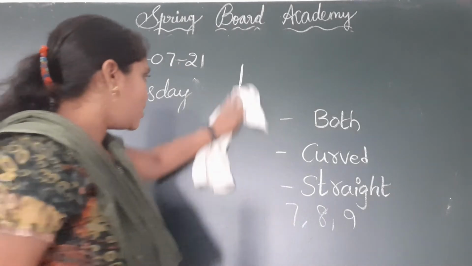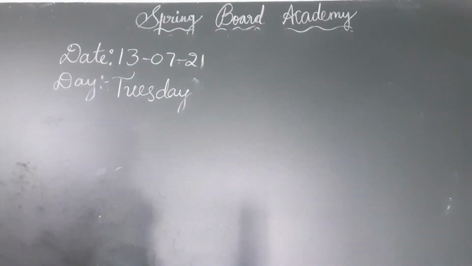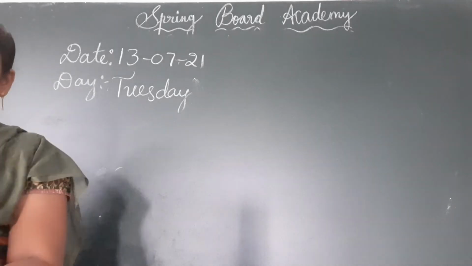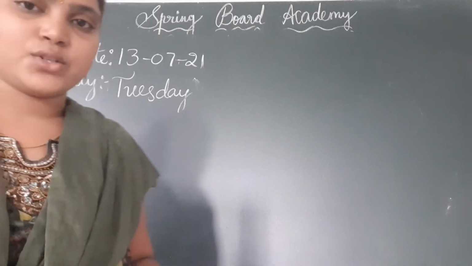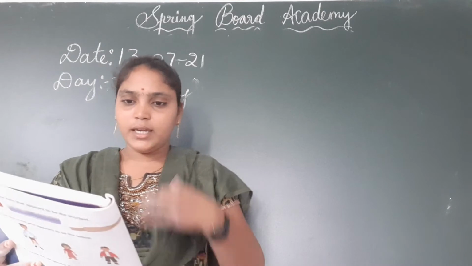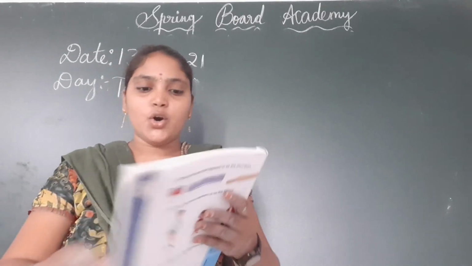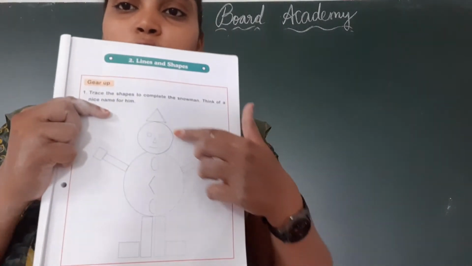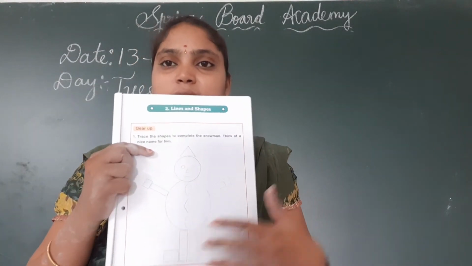Okay. Now everyone open companion. Yes, open companion children. Companion page number 9. Open companion page number 9. Gear up. Trace the shapes to complete the snowman. Okay, here is given a snowman, and here are given dots children. Just you have to trace it and complete this picture.